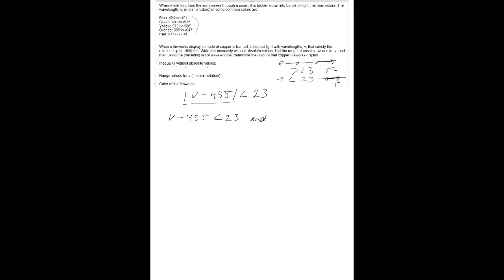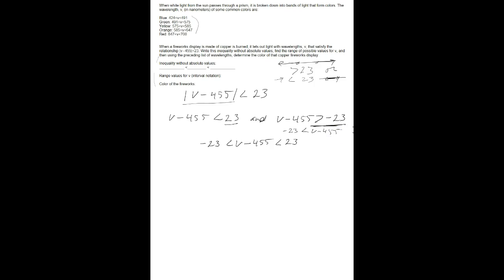Okay, back to the problem here. So we have less than 23, and then we've got to take the negative of the other side. So this becomes V minus 455 is greater than negative 23. We had to flip the sign because we took the negative of the other side there. So we have V minus 455 is less than 23, and we also know it's going to be greater than negative 23. So if we just swap this around, this would be negative 23 is less than V minus 455. Could rewrite it like that.